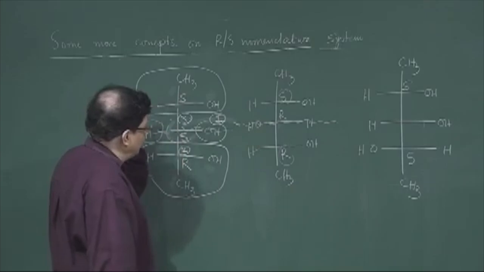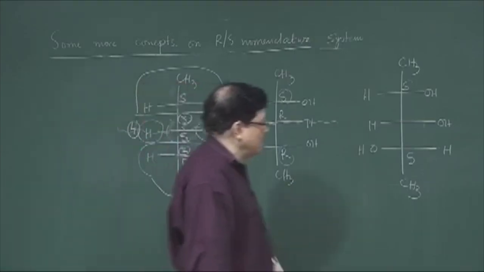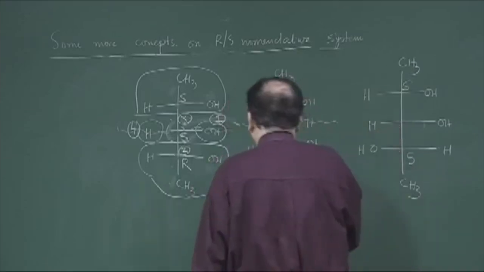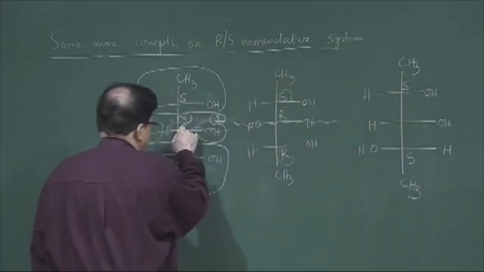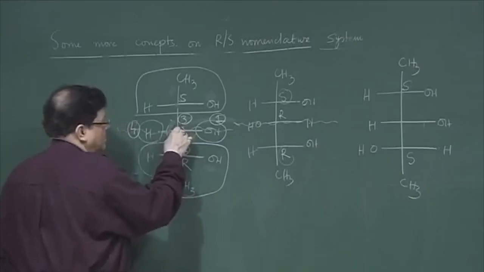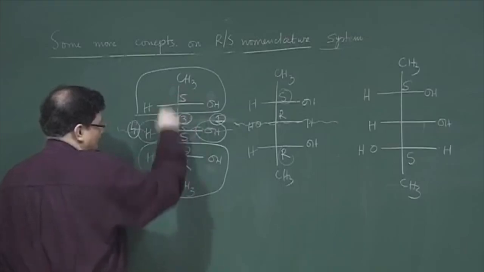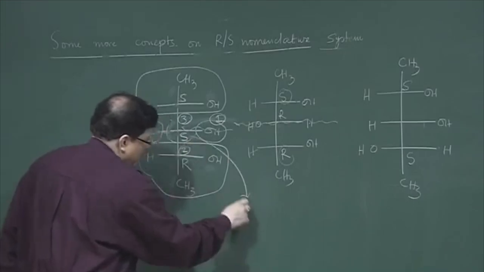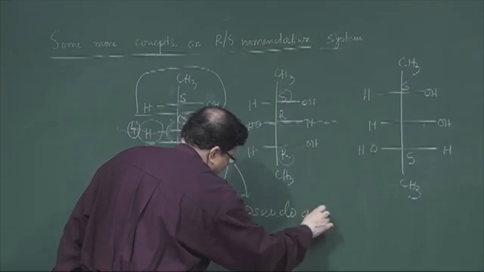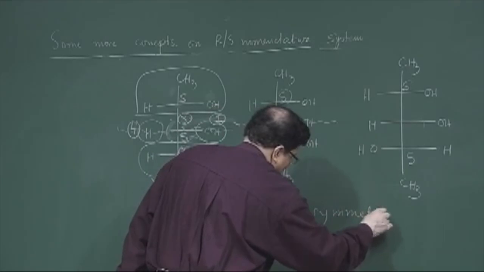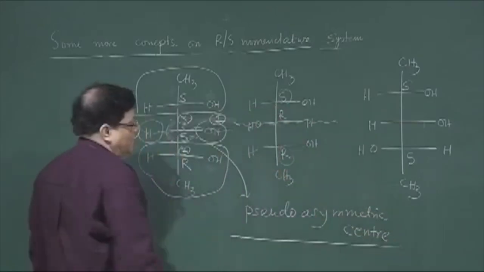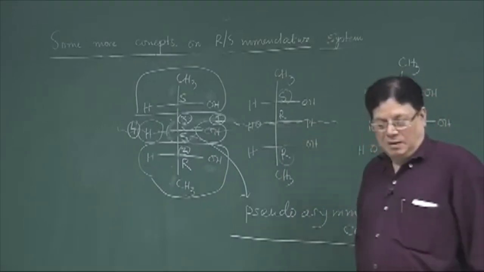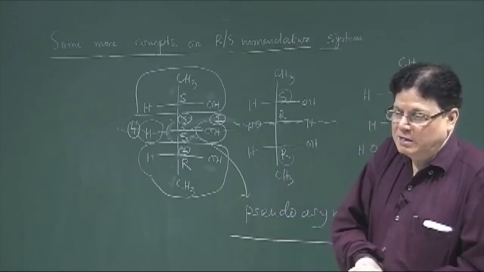Earlier it was chiral, when these two OHs were on the same side in the meso form. But when they are on the opposite side, it is no longer a chiral or asymmetric center. That is why this type of carbon is sometimes asymmetric or chiral, and sometimes it is not. The chirality of this center depends on the absolute configuration of the adjacent asymmetric centers. So, this is classically named a pseudo asymmetric center. You see, the same carbon in different environments can behave as a chiral center or may not be a chiral center. That is why the name is pseudo chiral center: sometimes chiral, sometimes not.